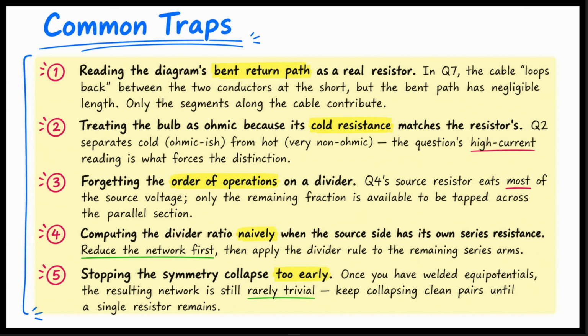Trap 3, forgetting the order of operations on a divider. Q4's source resistor eats most of the source voltage. Only the remaining fraction is available to be tapped across the parallel section. Trap 4, computing the divider ratio naively when the source side has its own series resistance. Reduce the network first, then apply the divider rule to the remaining series arms. Trap 5, stopping the symmetry collapse too early. Once you have welded the equipotentials, the resulting network is still rarely trivial. Keep collapsing clean pairs until a single resistor remains.